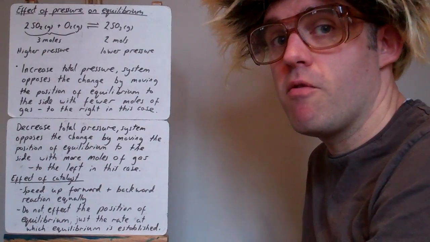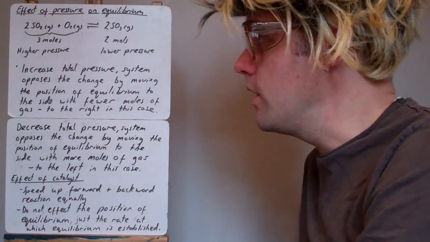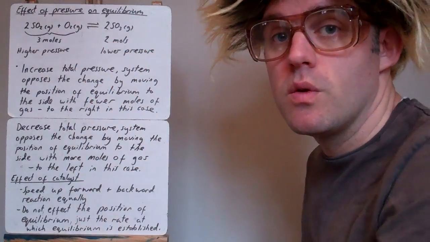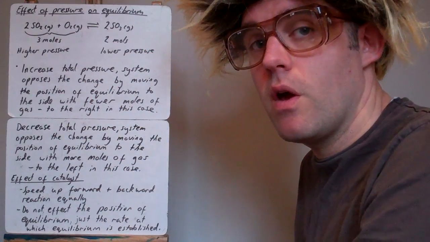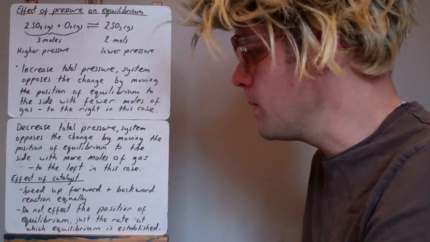If there were the same number of moles on both sides of the equation, so it was 3 and 3 or 2 and 2, then changing the pressure will have no effect on the position of equilibrium.